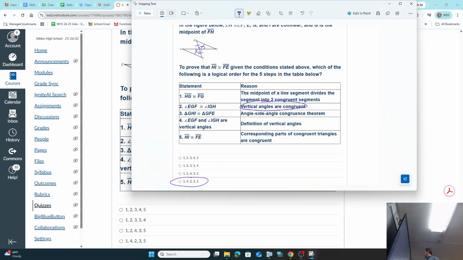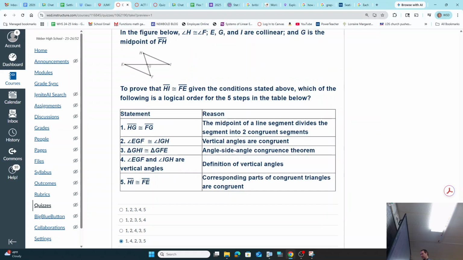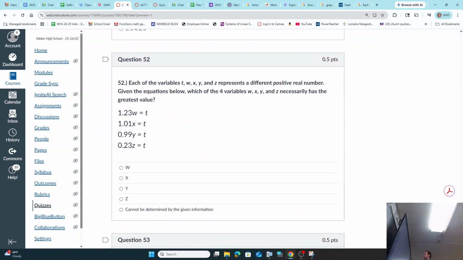And then step 3, angle side angle congruence theorem, because this side is also congruent to this side because they tell it to you up there. But it's actually 4 needs to be first. So it goes 1 and then it goes 4, that EGF and IGH are vertical angles. So do that first. Cool. And then 2, and then 3, and then 5. Okay, here we go.